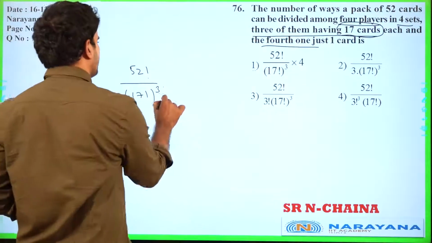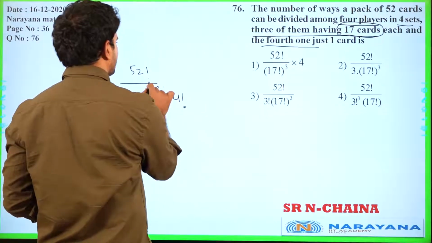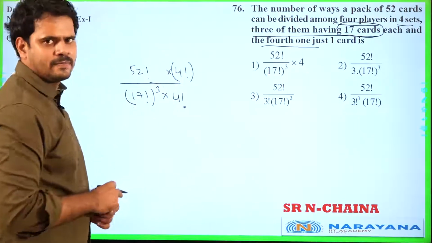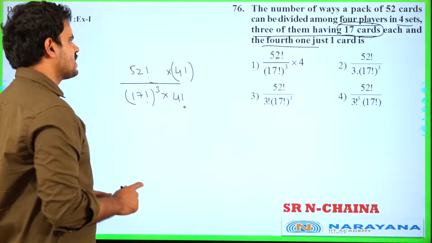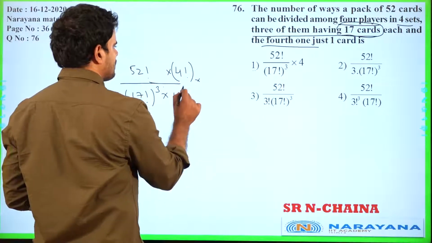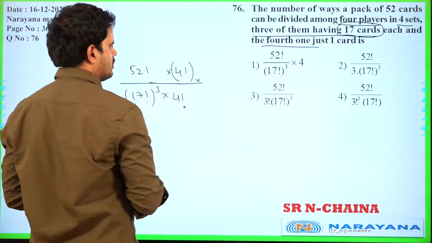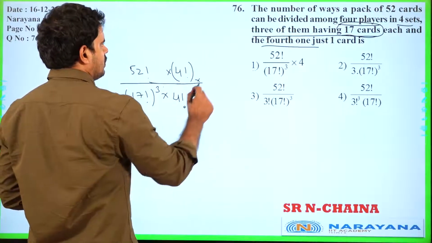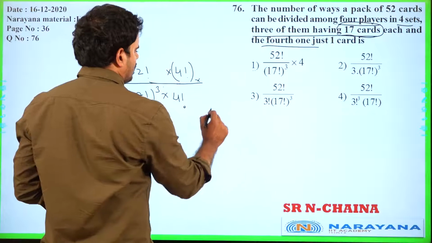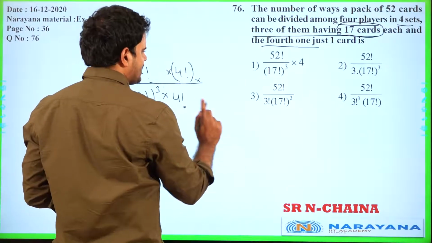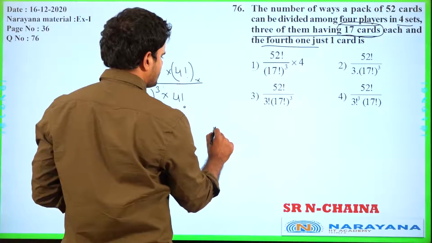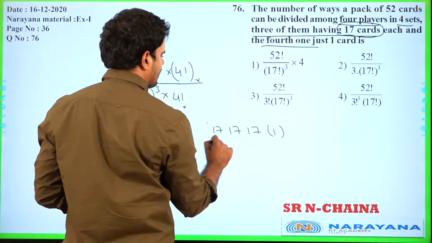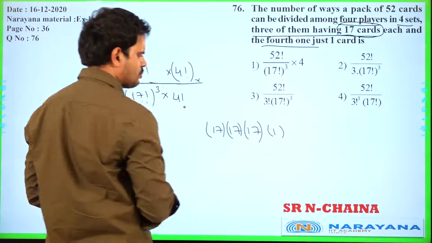What do you do? Into 4 factorial, because we are dividing among 4 persons. Till here I am happy. So here also we can have this arrangement, because the cards are divided in what ways actually? Each set can contain 17, 17, 17 and 1. These are the groups you have.